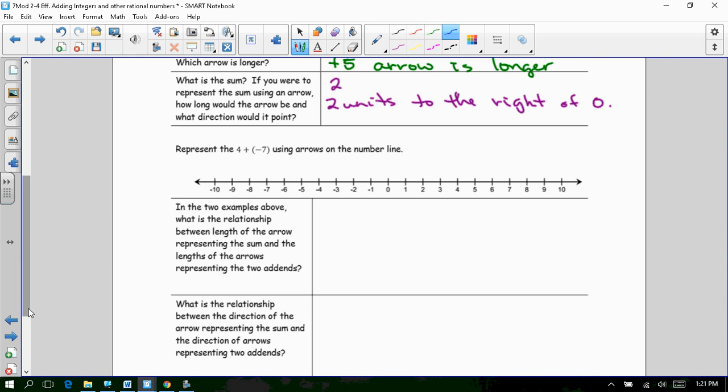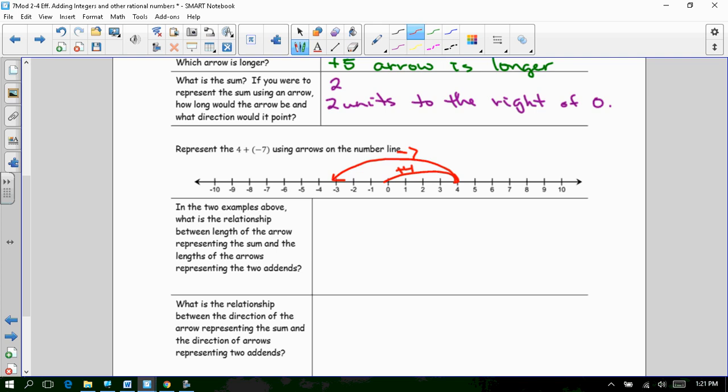Okay? Now the next one says represent 4 plus -7 using arrows. Okay, so I'm going to start at 0. I'm going to go 4, right? Then I'm going to go and add -7. So I'm going to go negative or left 7 over to here, right? There it is. I went over 4, and then I had a -7.